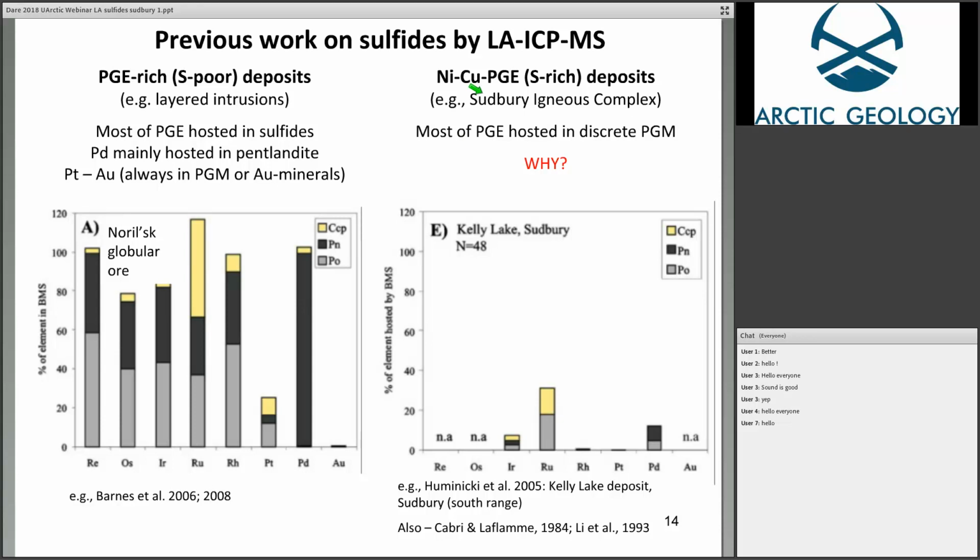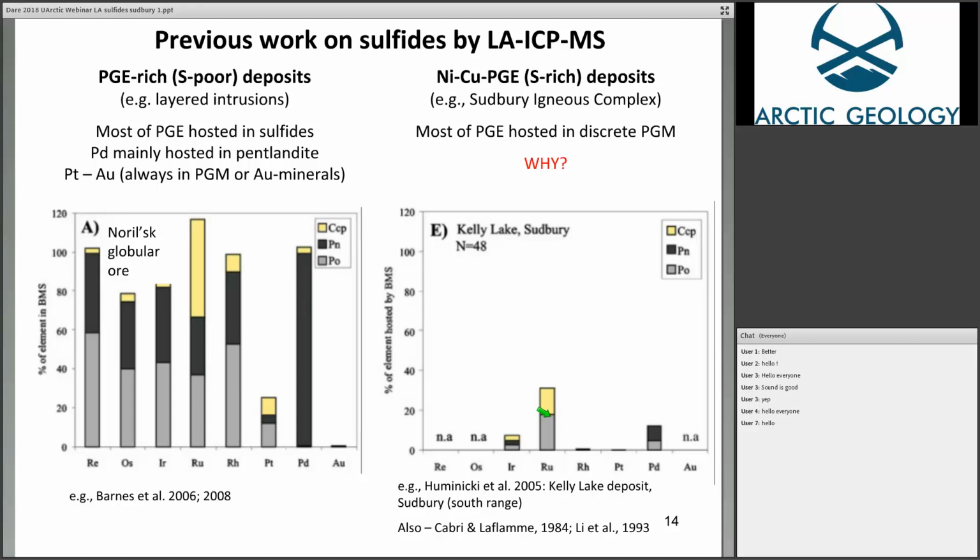However, at the time, only one study had been done at the Sudbury Igneous Complex as an example of a nickel-copper-PGE massive sulfide deposit. And here again is the same type of mass balance, for Ni-Cu-PGE from Kelly Lake in Sudbury. You can see it's the complete opposite. Only maybe 30% of the ruthenium budget is hosted by the sulfides. Otherwise, where are the PGE? They're actually hosted by platinum group minerals.